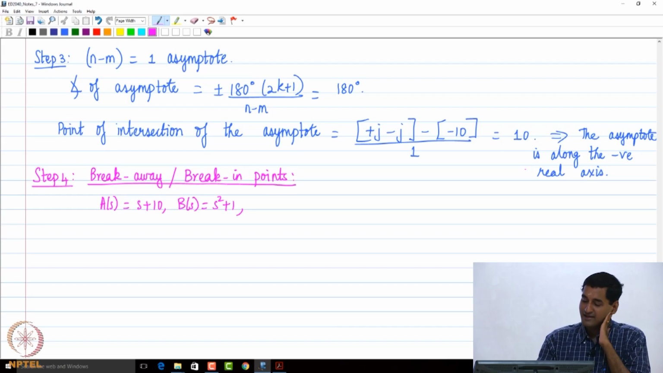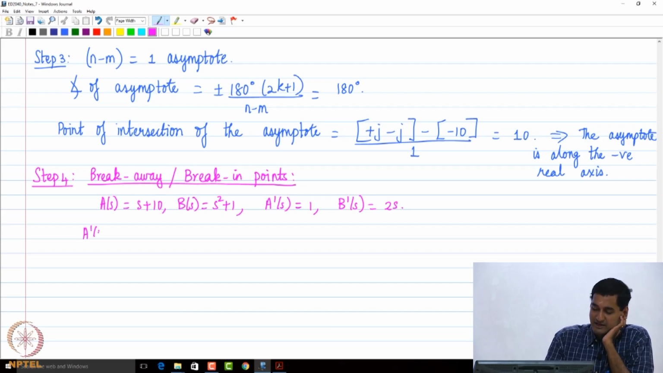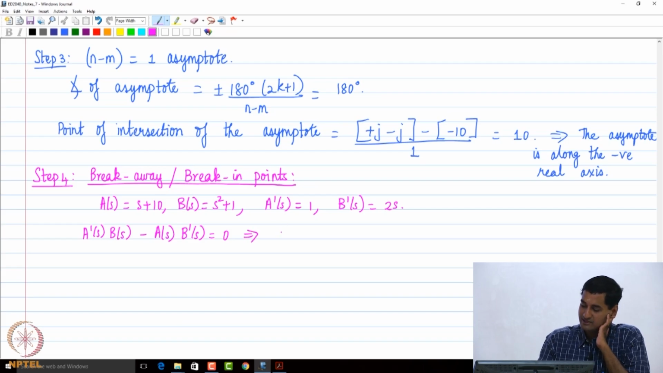So, A of s is s plus 10, B of s is s squared plus 1. Consequently, A prime s is going to be 1, B prime s is going to be 2s. And what is the equation that we need to solve for breakaway points? It is going to be A prime s B of s minus A of s B prime s is equal to 0. So, this would give me s squared plus 1 minus A of s, which is s plus 10, times 2s, equal to 0.